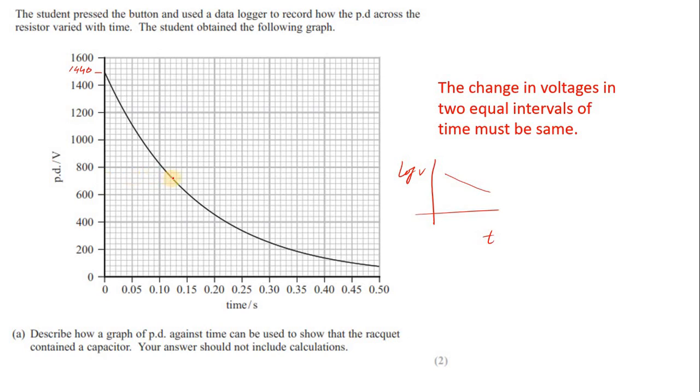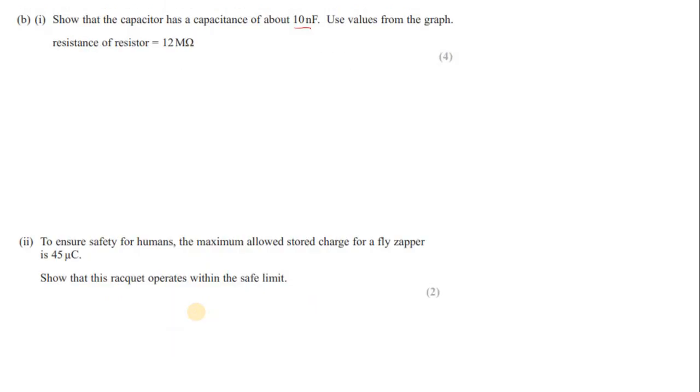So this is the time that we can have: 0.0, 0.1, 0.11, 0.12. So this is the half-life, T half, 0.12 second, and we can use the half-life formula.